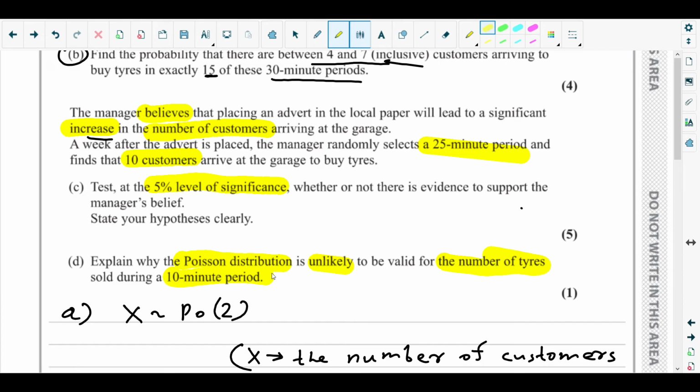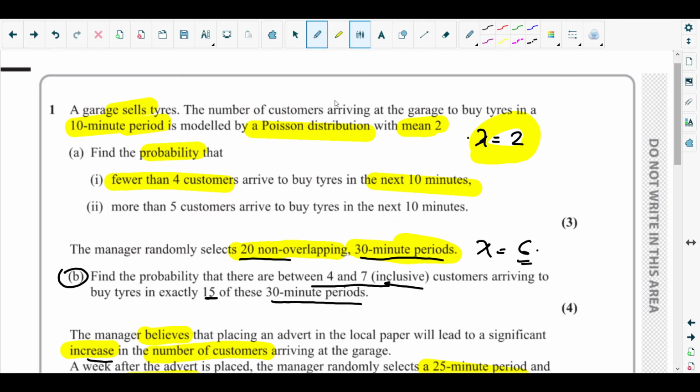If you don't read this question attentively, then you will definitely get confused. So there is some change. Look, they are considering the number of tires here. Earlier, it was the number of customers. So the number of customers arriving at the garage can happen at an average, at a mean rate, right?